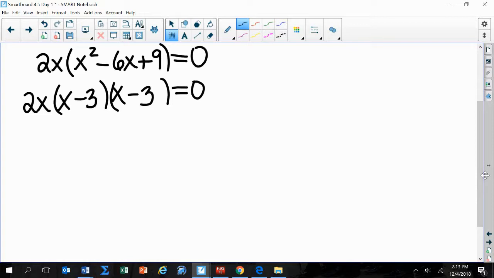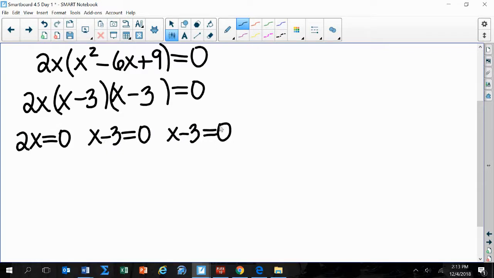So once it's completely factored, we set each factor equal to 0 and solve. So we'd have 2x equals 0, x minus 3 equals 0, and x minus 3 equals 0. If I divide both sides by 2 here, I get that x is 0. Here, if I add 3 on both sides, I get that x is 3. And really, I don't have to solve for that again. So we get x minus 3 again, so we get that x is 3. Any questions about that?